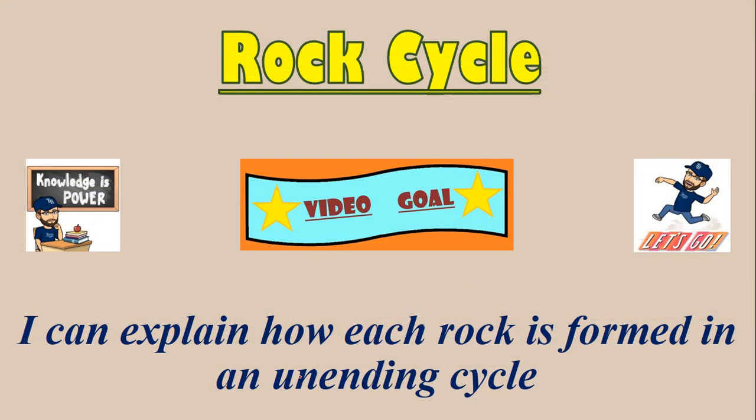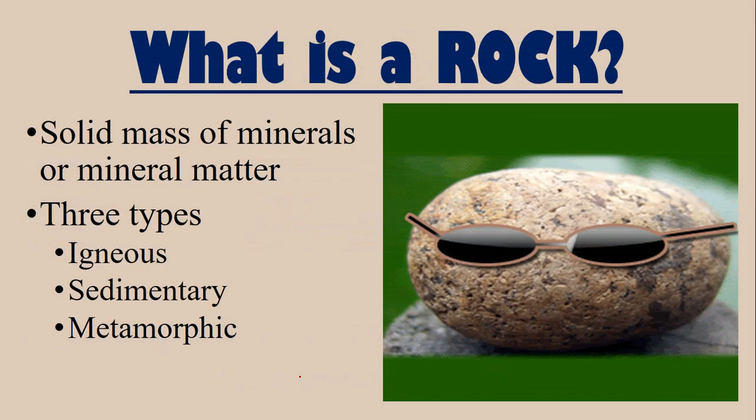By the end of this video, you should be able to say, I can explain how each rock is formed in an unending cycle. Unending. Hopefully, at some point. Hope the Earth doesn't explode. Who knows? All right, so what is a rock? Let's start there. It is a solid mass of material or mineral matter.